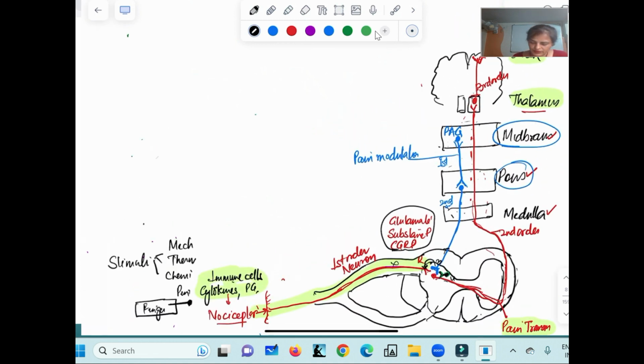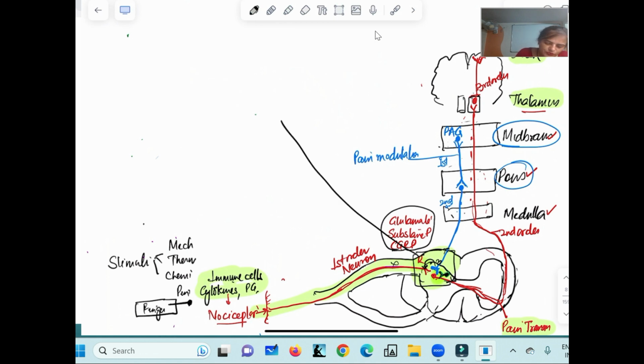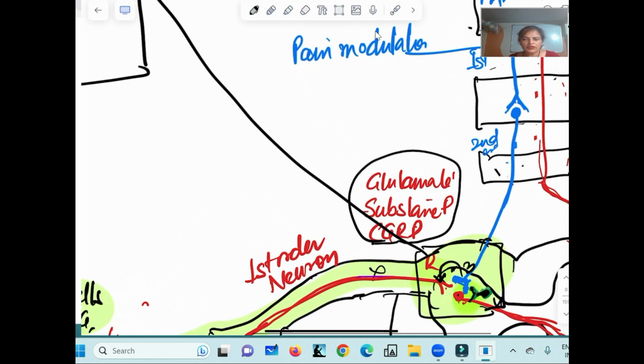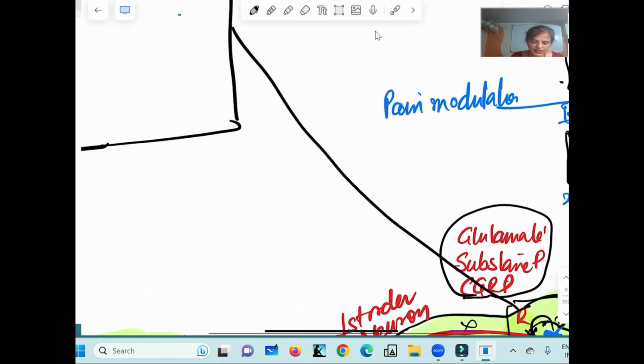Now this portion, the dorsal horn of the spinal cord, I am going to highlight over here and make a bigger one. Now what all structures come here? Let us broaden this a little. With the red color, what is there? The presynaptic.